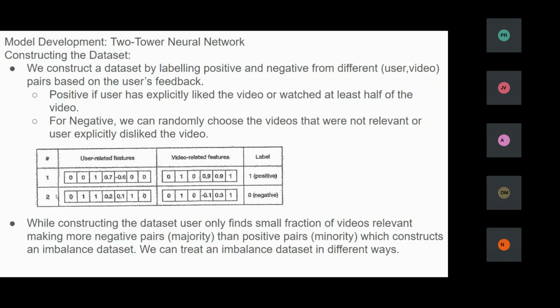While constructing the dataset, a user only finds a small fraction of videos relevant, making negative pairs the majority and positive pairs the minority, which constructs an imbalanced dataset. There can be different ways to treat an imbalanced dataset. Two of them: you can scale the minority up by duplicating it to roughly the same size as the majority, or you can cut down the majority to roughly the size of the minority. These are two of the ways an imbalanced dataset can be treated.